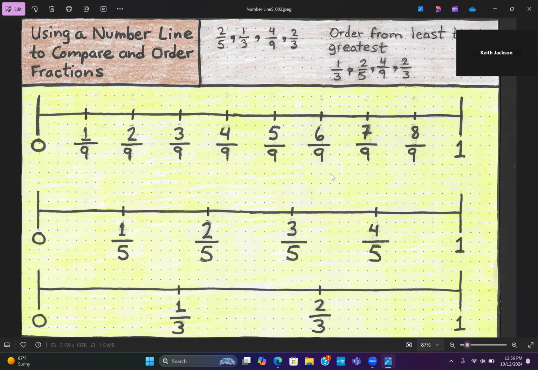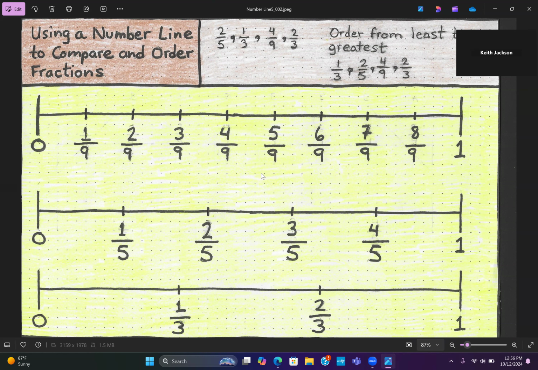Right now, you're looking at the sixth video in a series of videos related to the understanding of number lines, and we can use number lines to compare and order fractions. Right here, we have three number lines in denominations of ninths, fifths, and thirds. And a good rule of thumb when we compare fractions on a number line is that we make the number lines the same.